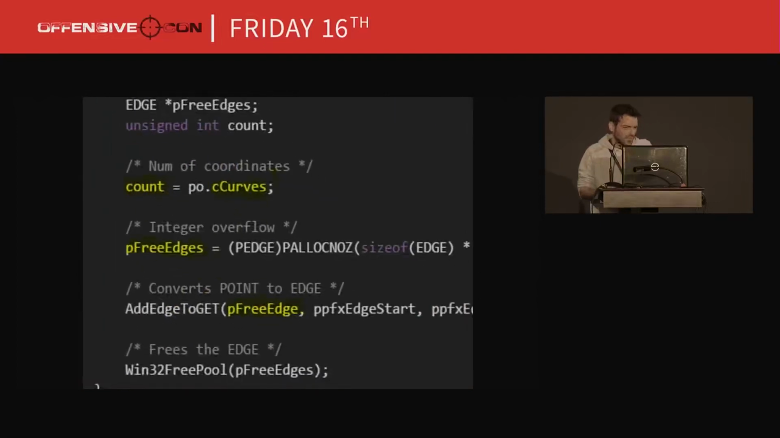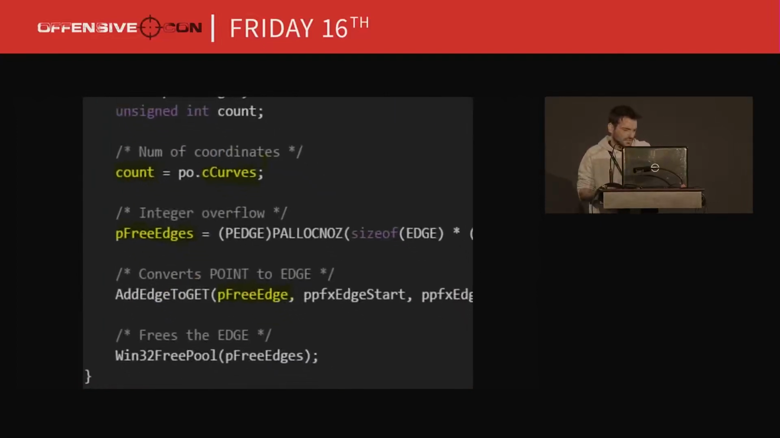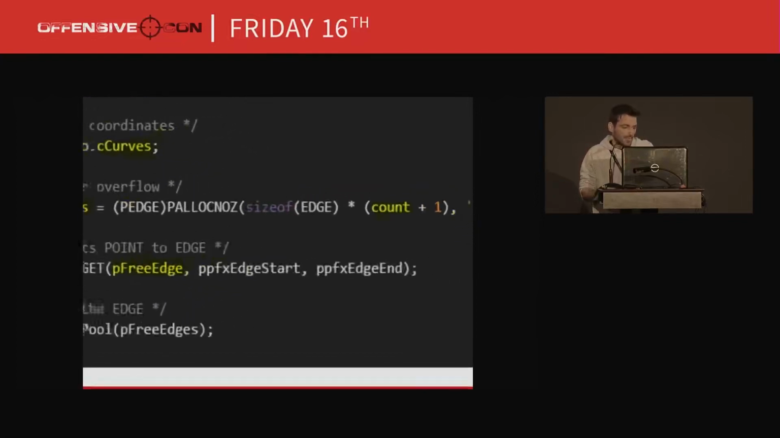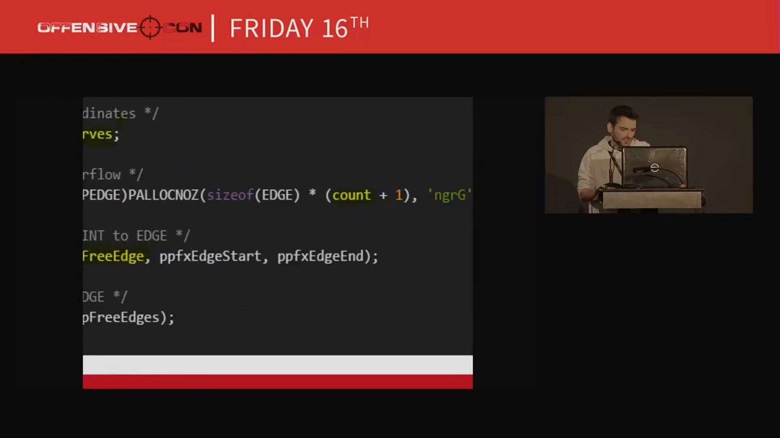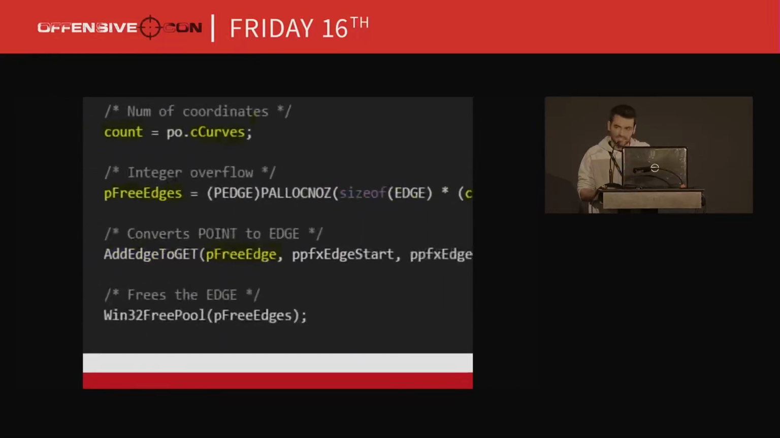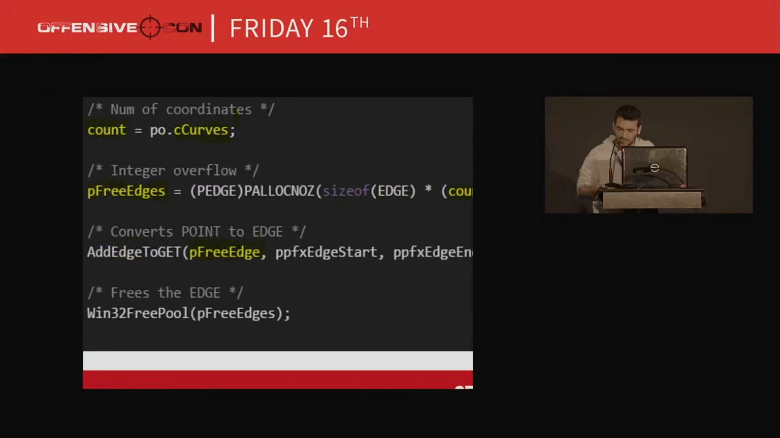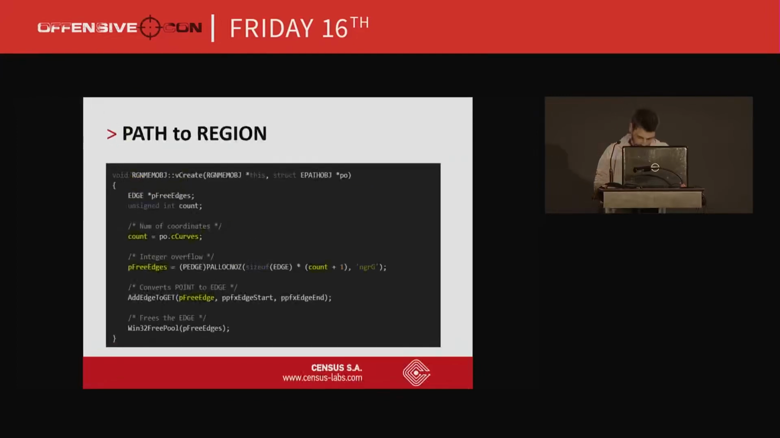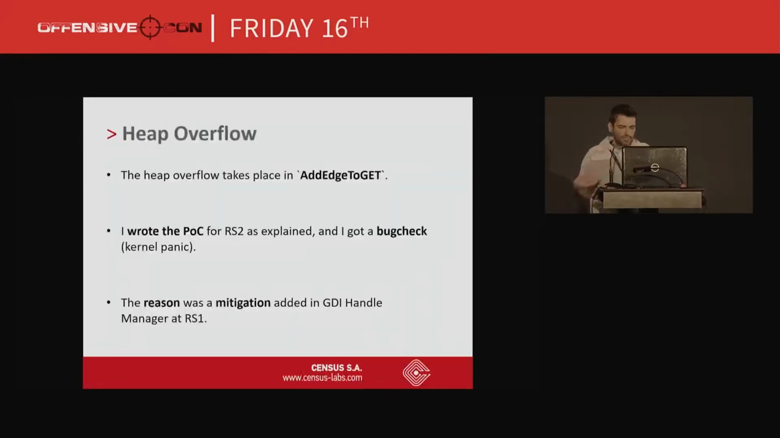As you can see, from the path object we receive the ccurves integer that has the number of how many coordinates we have stored so far. And as you can clearly see, there is an integer overflow on the allocation of the pEdges, which is the data structure for the region. And later, in AddEdgeToGet, a heap overflow takes place. So I wrote a proof of concept. I tried to write a proof of concept for RS2, as explained, and I got a kernel panic. And the reason was a mitigation added in the GDI handle manager at Redstone 1.